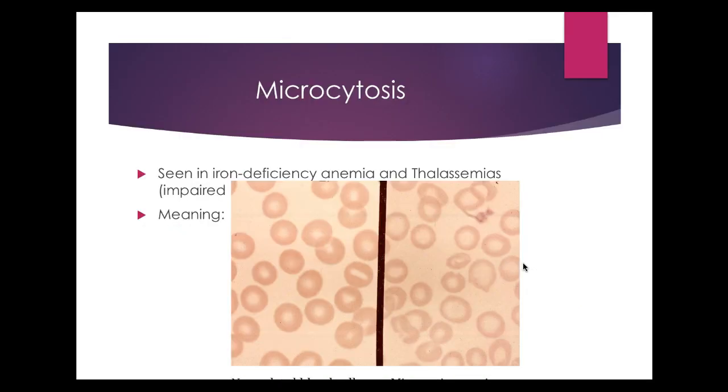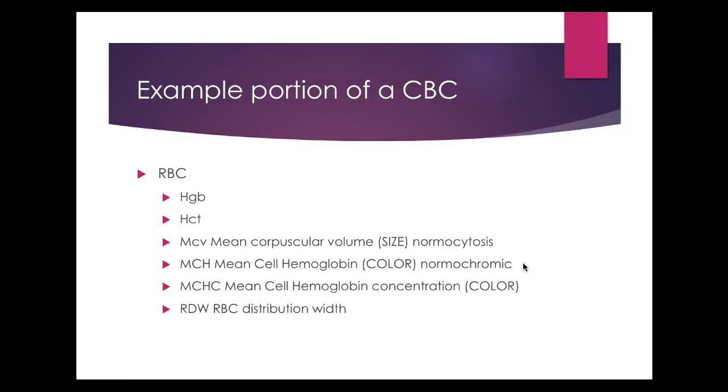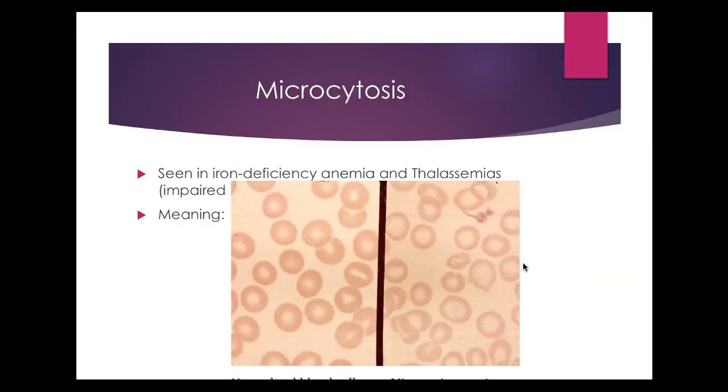Okay, so let's talk about microcytosis. All right, microcytosis, what is that again? The MCV, right? Let's go back right here. It's seen in iron deficiency anemia and thalassemias, which we're not going to talk about. Iron deficiency anemia, you have a low MCV. It's microcytosis. All right, so you have normal red blood cells on the left on this picture here.